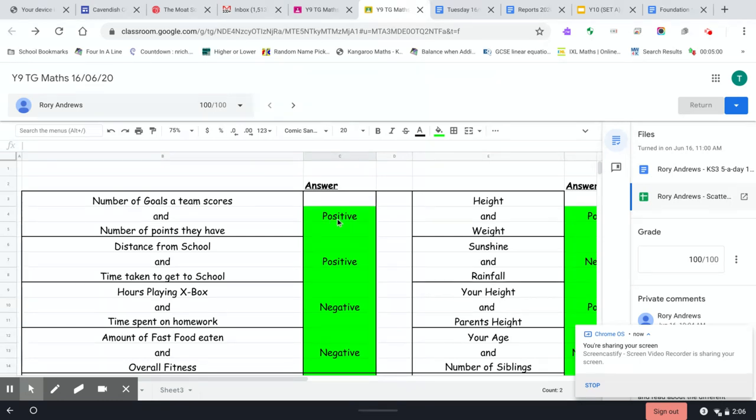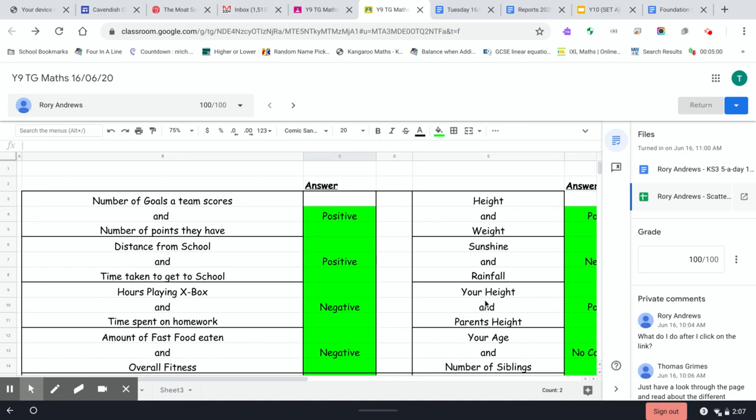So generally, the more goals you score, the more wins you're going to have, so the more points you're going to have. So that would be positive. Okay, your distance from school and time taken from school. Obviously, the further you are away, the longer it's going to take. Those are examples of positive correlation.